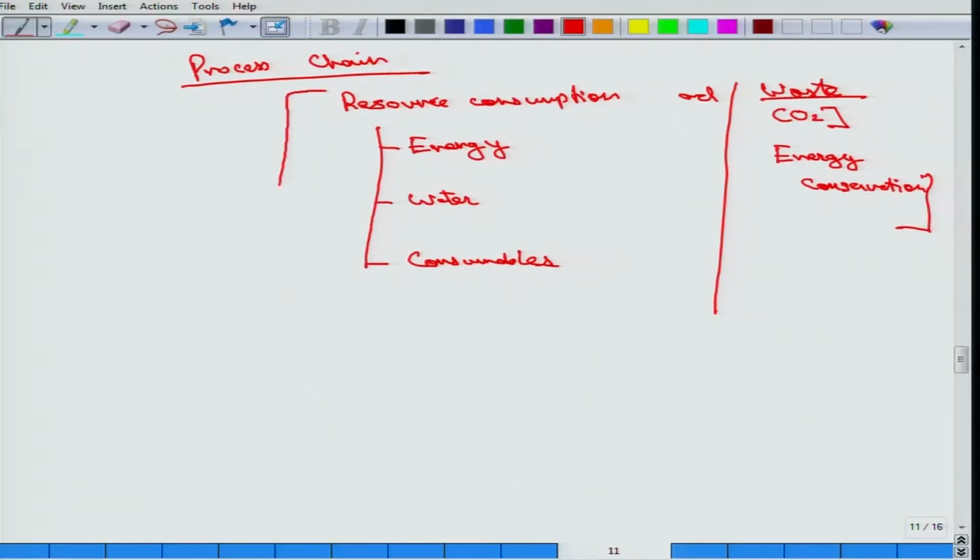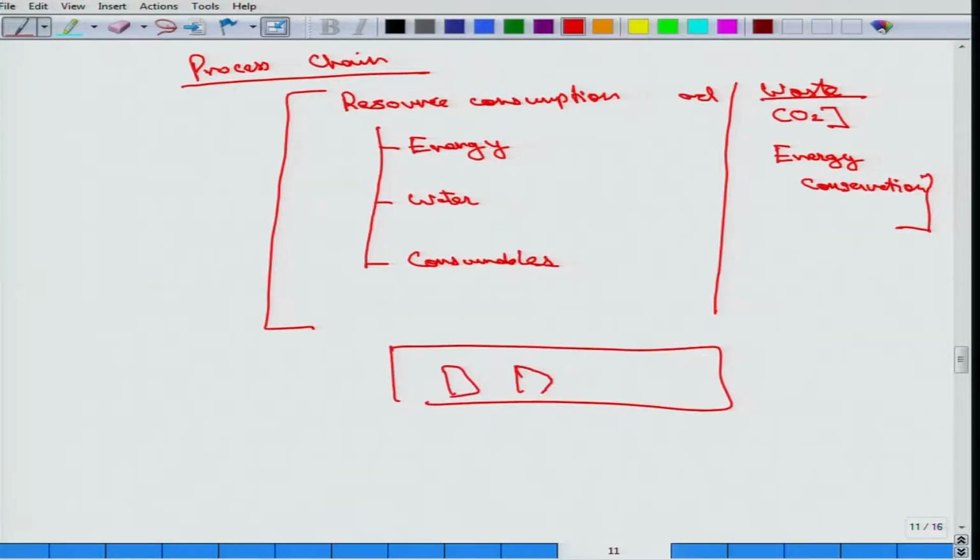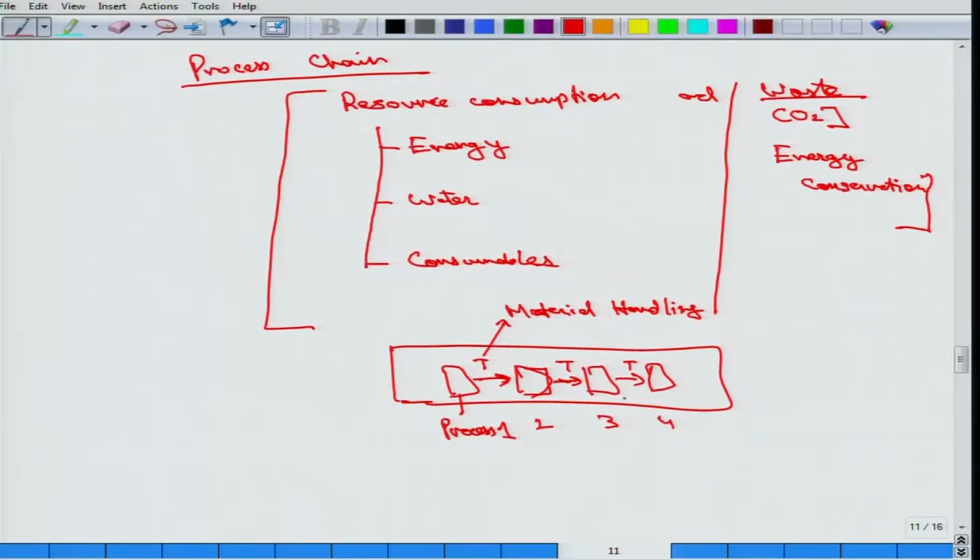So, these things need to be controlled in my process chain. So, process chain is nothing, this is one process chain. We have process 1, process 2, process 3 and process 4, and material is flowing in, and this transport of material also consumes energy. This is known as material handling. So, this also consumes energy, so this also needs to be considered here.